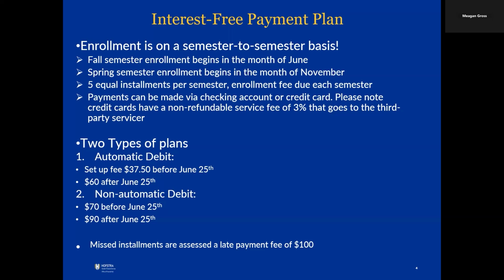And then we also offer a non-automatic debit plan, which is if you would like to go in and manually make the payment before it's due each month. The enrollment fee for that plan is $70 before June 25th and $90 if you enroll in the plan after June 25th. And then if you do miss a payment while you're actively enrolled in the payment plan, you will be assessed a late payment fee of $100, so do keep that in mind.